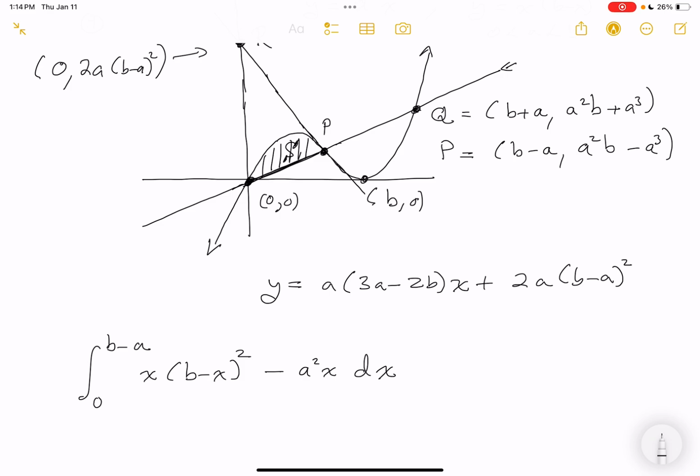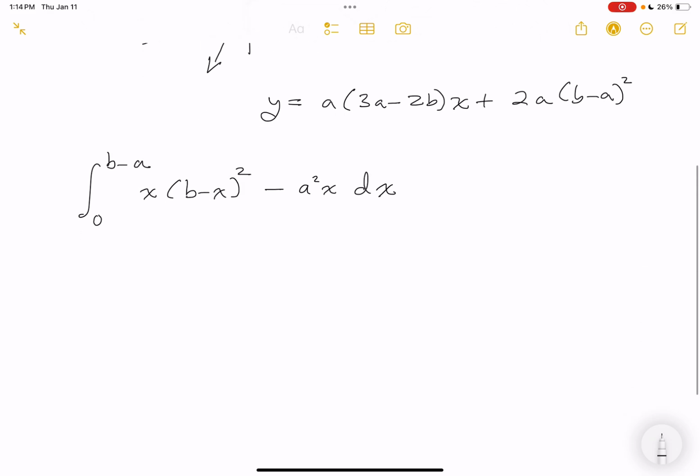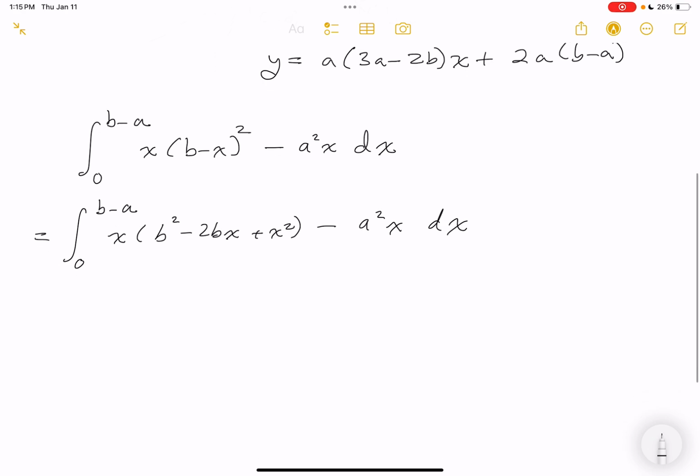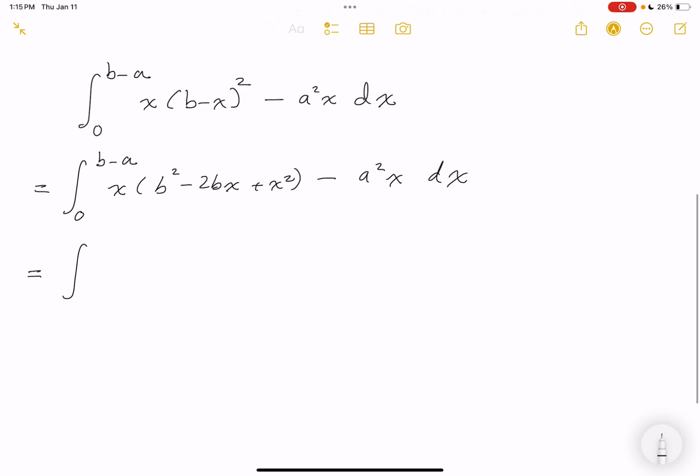All right, simple integration. But I'll be honest with you, simple or not, looks like I'm going to have some trouble with it. And I want to maybe simplify the integrand a tiny bit. What would you get here? I'm going to go slow. It's going to be x times (b squared minus 2bx plus x squared) minus a squared x dx. Again, I'll look back at what this is supposed to be. Right now, I'm not memorizing what it's supposed to be. I'm just going to do the integration and hope it's what they say it is. From 0 to b minus a. And we get x cubed.